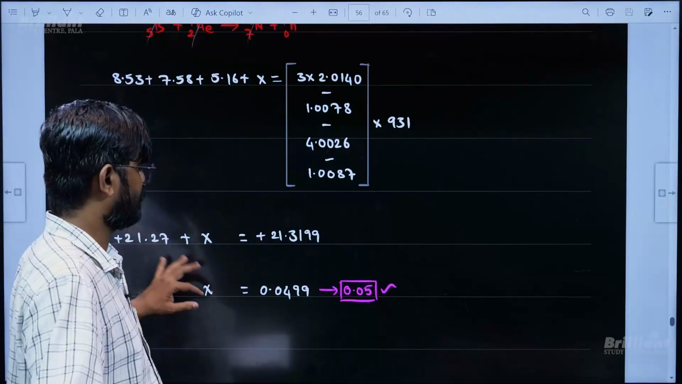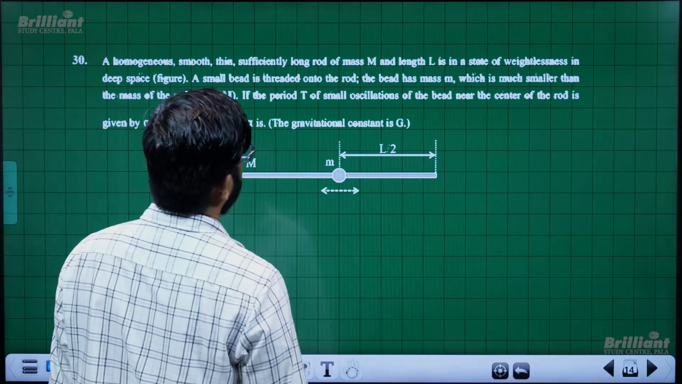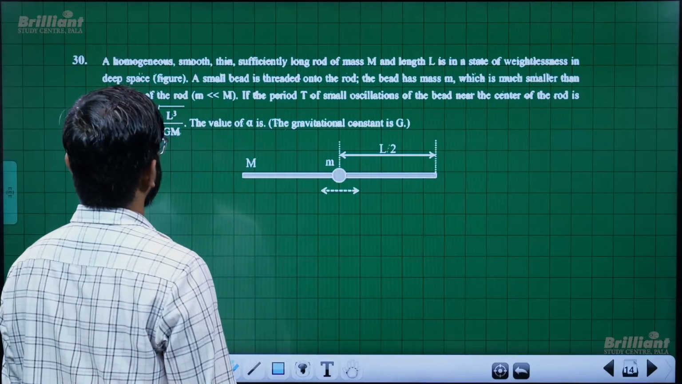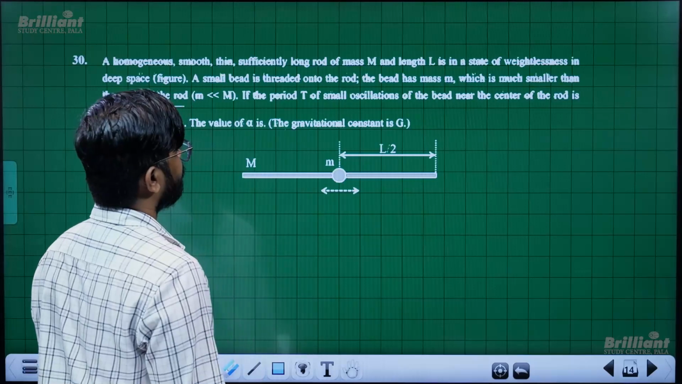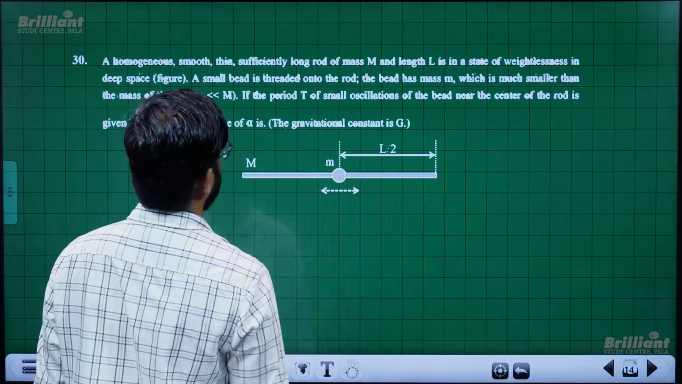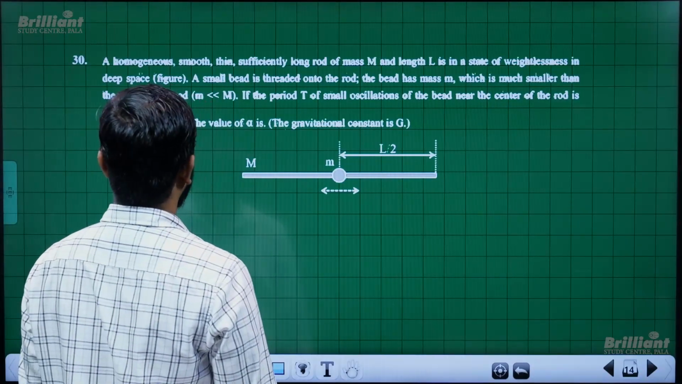Thereafter it's only calculation. A homogeneous, smooth, thin, sufficiently long rod of mass M and length L is in a state of weightlessness in deep space. A small bead is threaded onto the rod. The bead has mass m. You can see that this mass is much smaller than capital M, so you can assume capital M is almost not moving. Find the time period of small oscillations of the bead near the center of the rod.